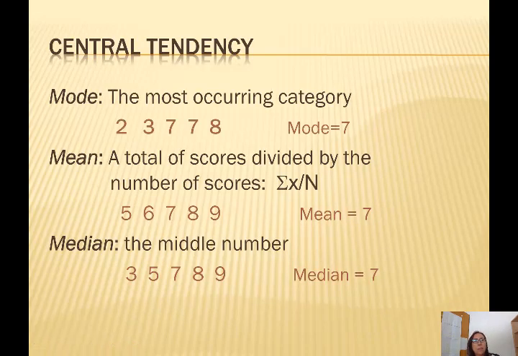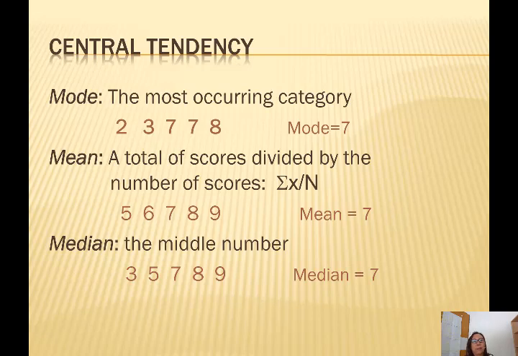So let's define what these three central tendencies are. Mode is defined as the most occurring category. So it's the most popular answer if you had a list of answers. Here's a quick example. If you had the scores 2, 3, 7, 7, 8, what would be the mode? The one that occurs the most. That would be 7, because 7 occurs twice.